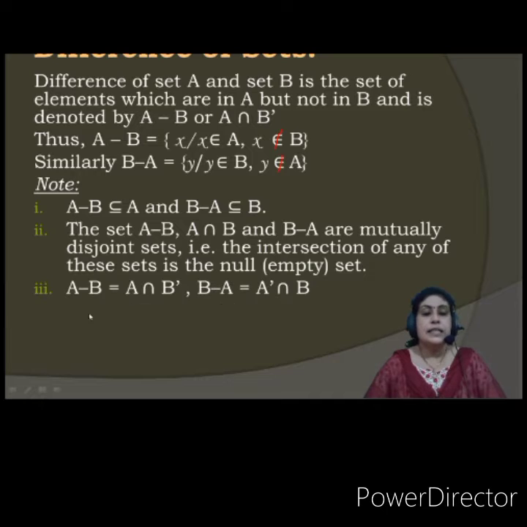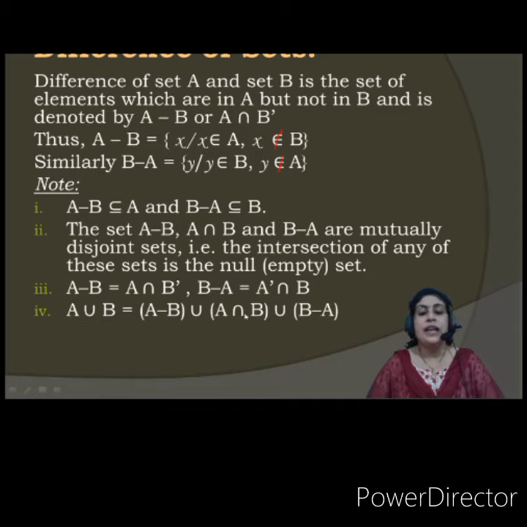Okay, let us see the next one, third one. A minus B is equal to A intersection B complement, and in the same way B minus A is equal to A complement intersection B. They have just written it in a different way. Next is A union B is equal to A minus B union A intersection B union B minus A. So if you want to find A union B, you can find it even using this difference of sets, that is A minus B union A intersection B union B minus A. Okay, it is one and the same.